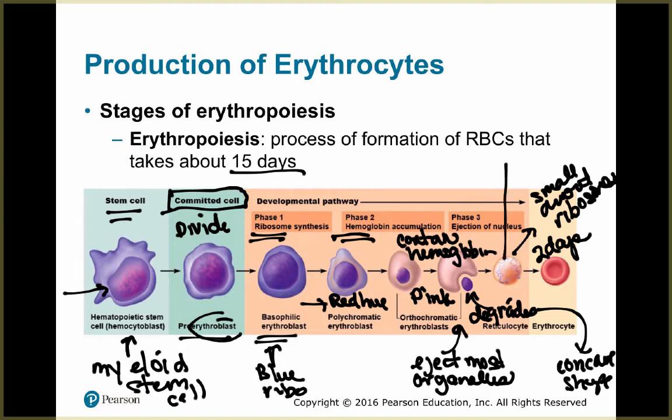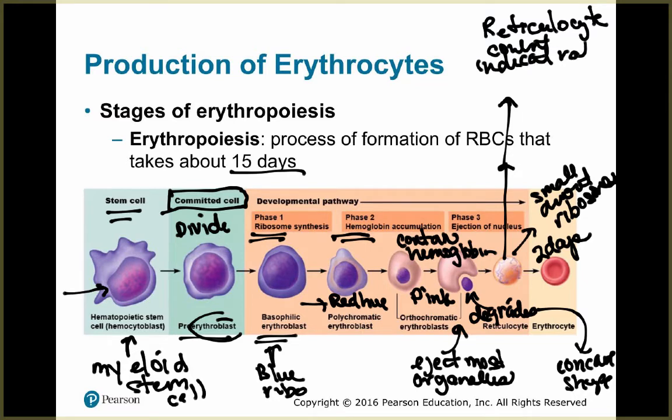This reticulocyte here, you can use the reticulocyte count to indicate the rate of red blood cell formation. Right? So that's essentially the stages of erythropoiesis, which is a form of the hematopoiesis that we just talked about beforehand.